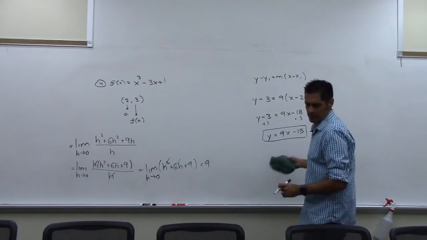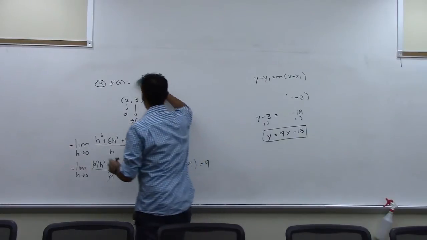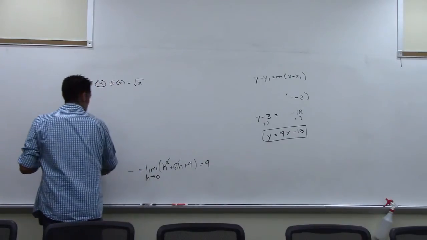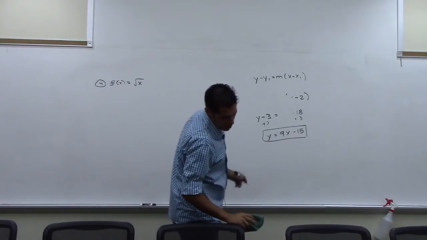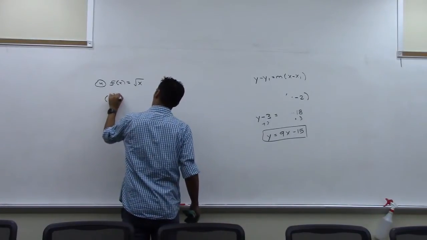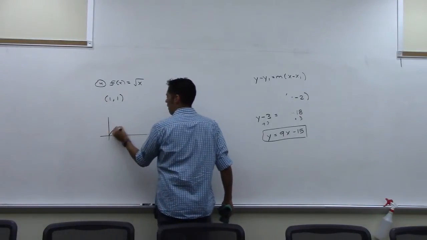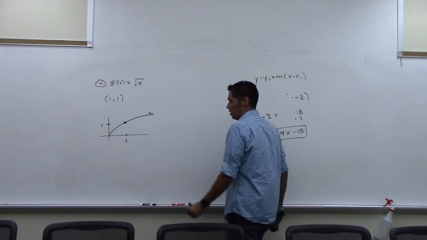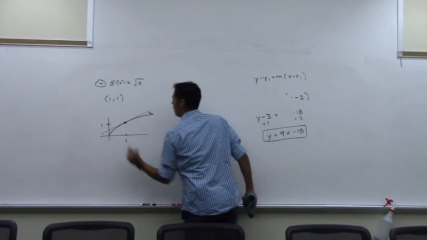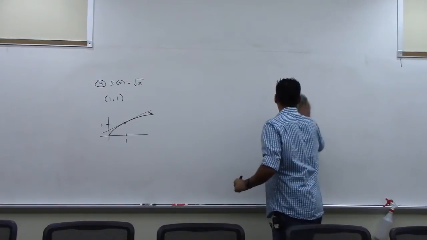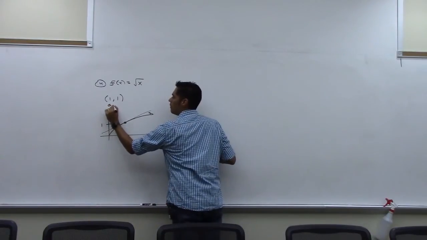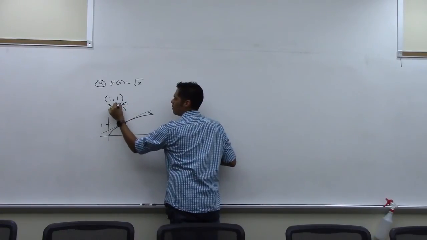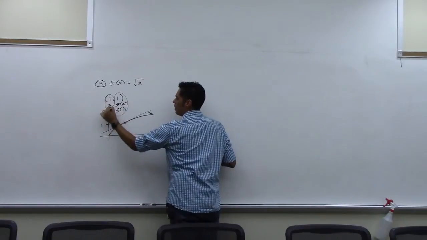Let's do 5. 5 is just root x. Doesn't look so bad, does it? And they give you the point, 1, 1. I'm going to draw a little quick picture. Here's the point. We're trying to find the equation of the line that runs tangent to this curve at that point. So remember that a is 1 and f of a is also 1, right? But you may as well call that f of 1. So these go together and then these go together.